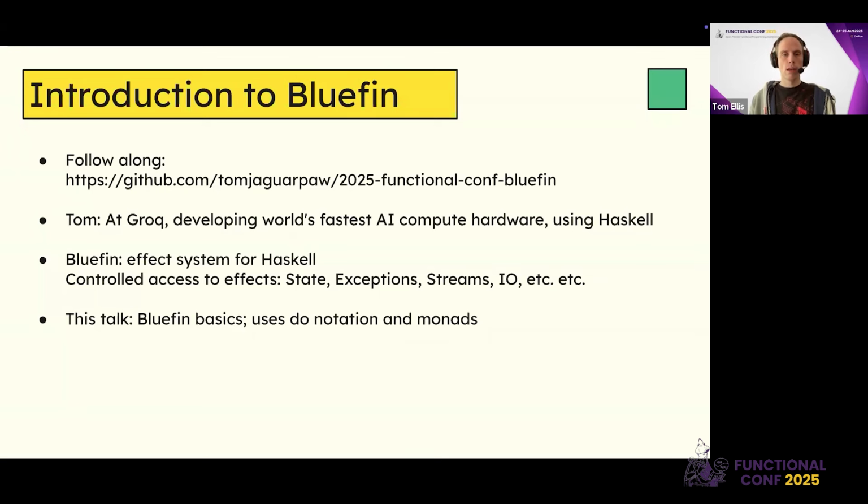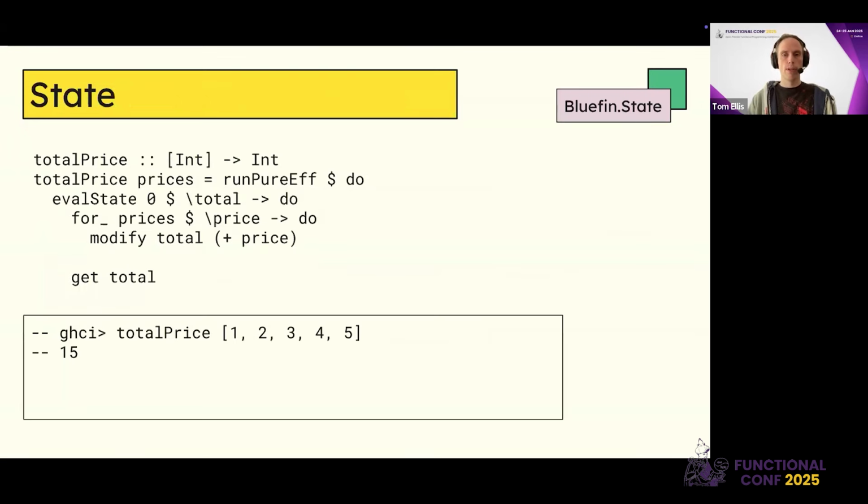So let's look at a very simple example that uses a state effect in Bluefin. This function is called total price, and what it's doing is it's taking a list of prices, which are integers, and it's summing all of those prices to get a total price. So this is basically a sum function written in Bluefin.